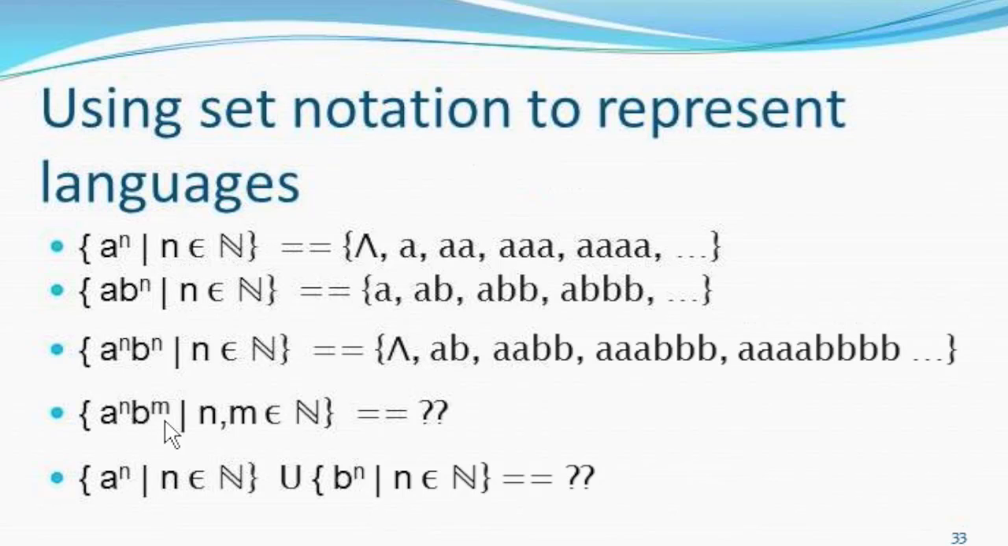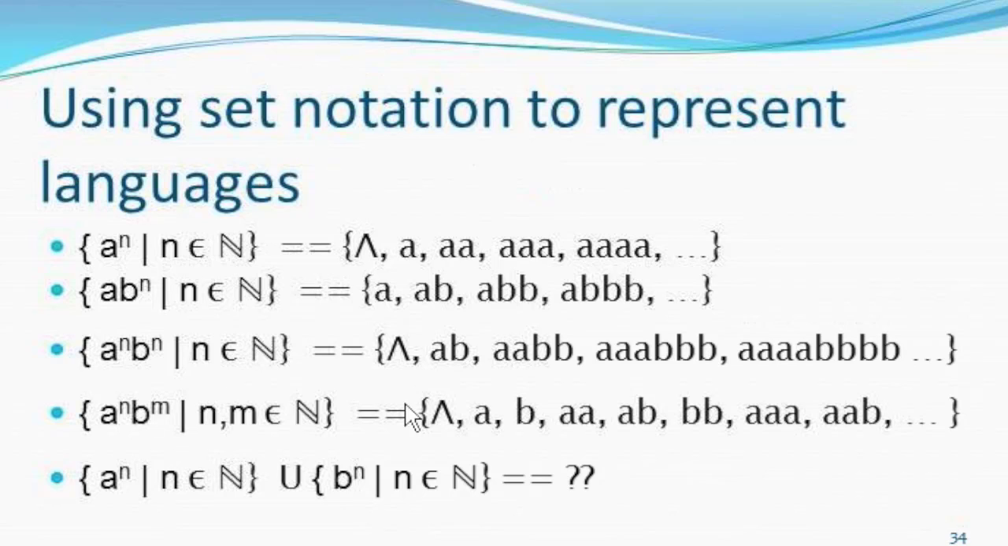A to the N, B to the M. Now notice that we're using two different symbols here. And so this is really all strings that start out with 0 or more A's and then have 0 or more B's. So all the A's come before the B's, but the number of A's and B's may be different, right? So again, when I'm trying to write this set out, the easiest way for me is to say, let me tell you the strings in here that are of length 0, then of length 1, and so on.